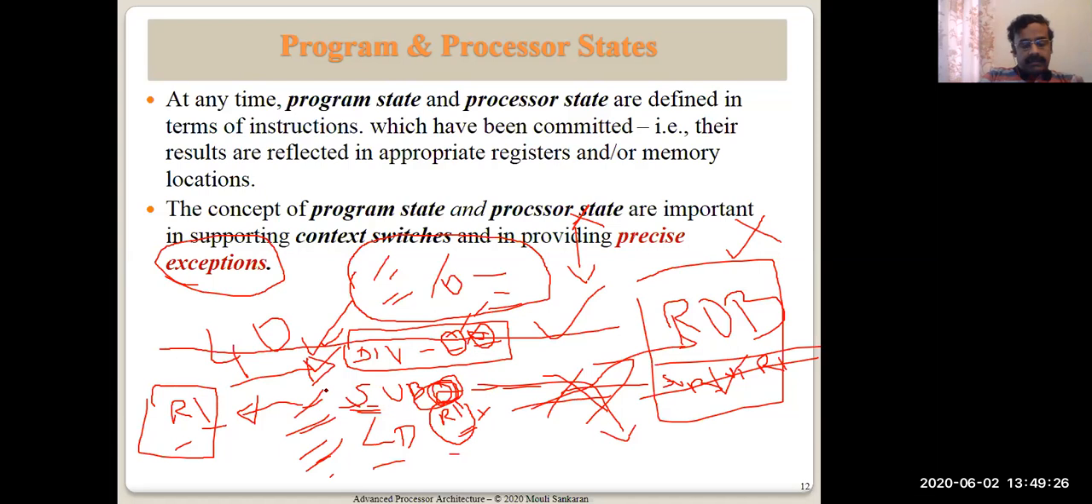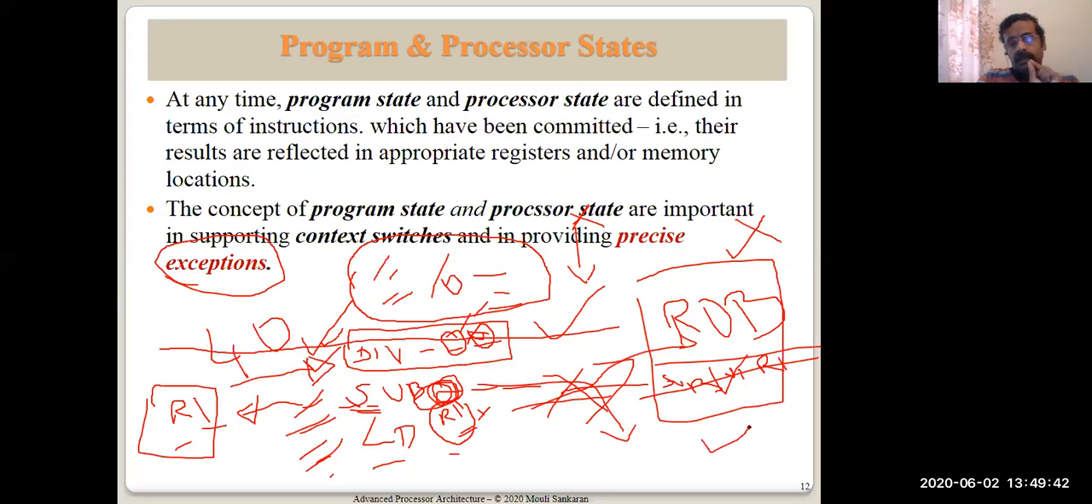If it is there, it's called imprecise. The exceptions are imprecise, not precise. But we don't accept it. We don't want that kind of behavior. We want precise exceptions to be supported by the processor. How can you achieve it?